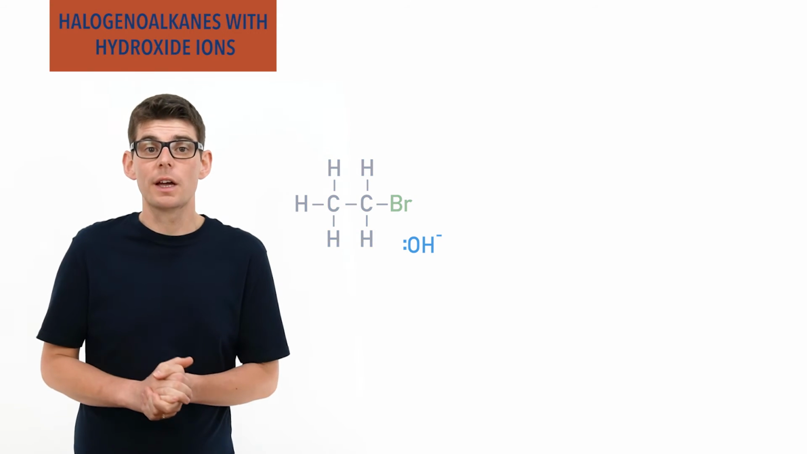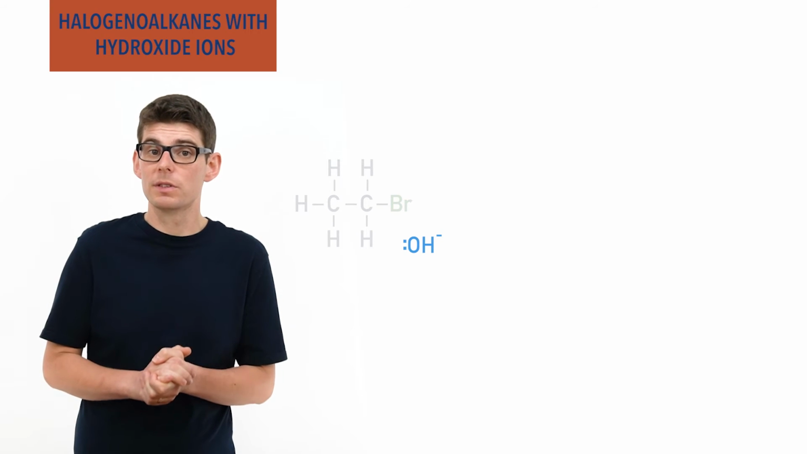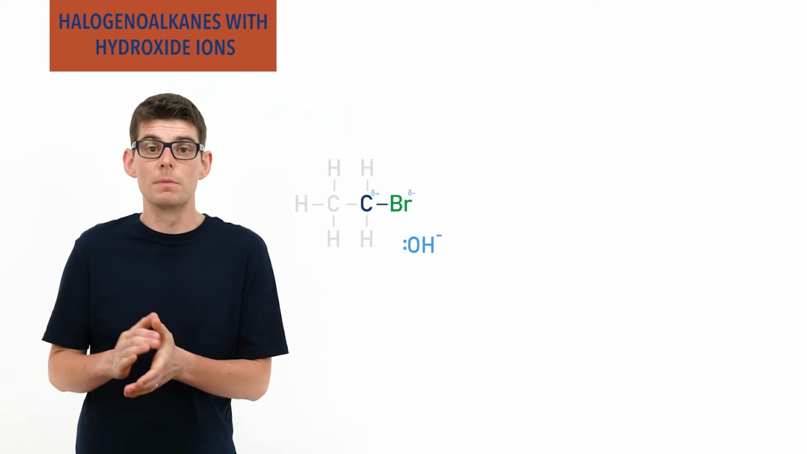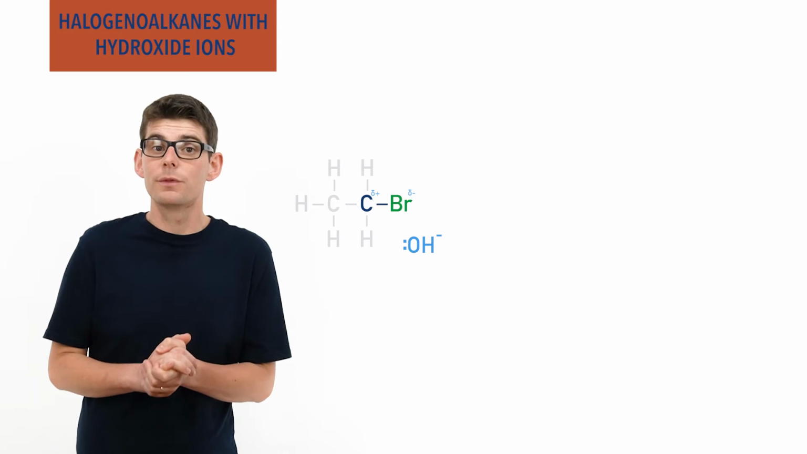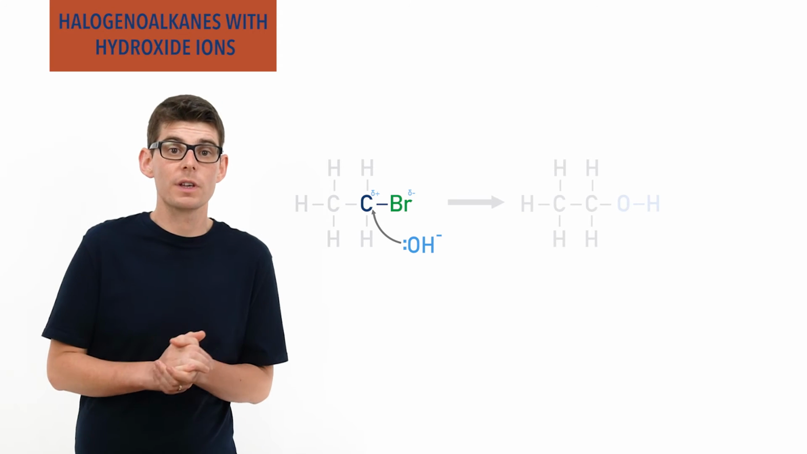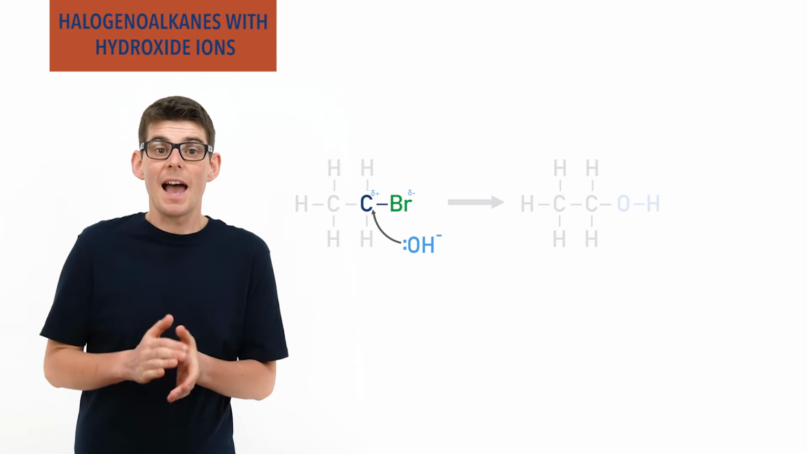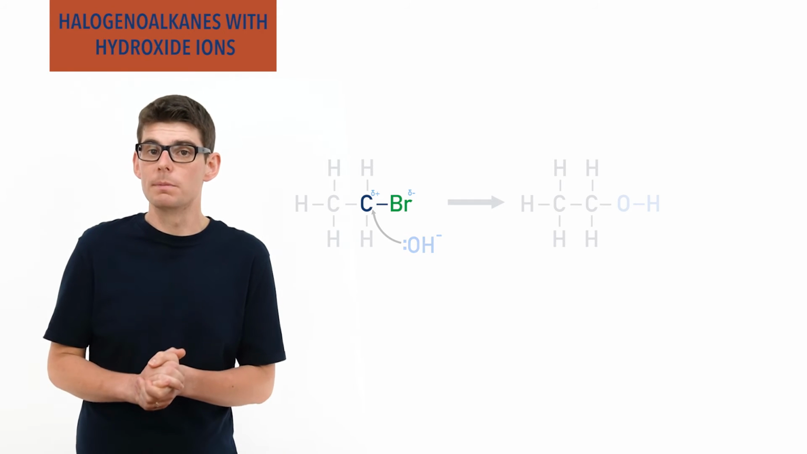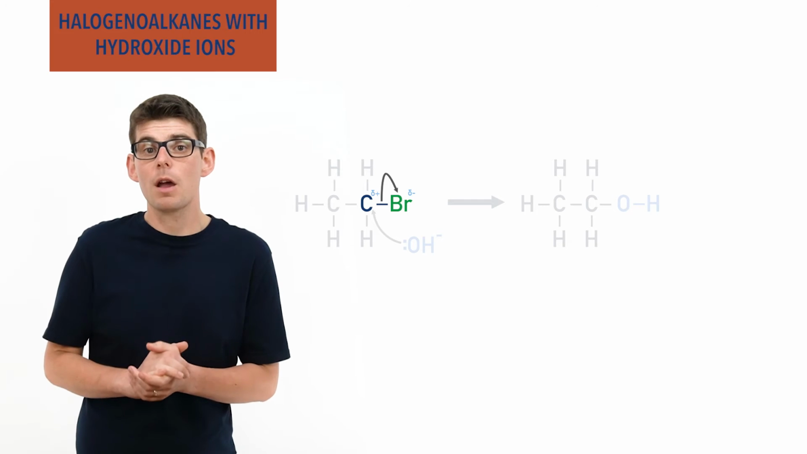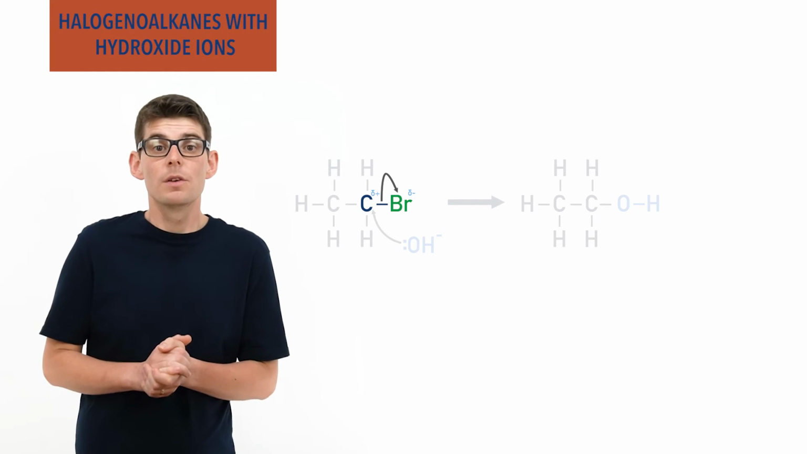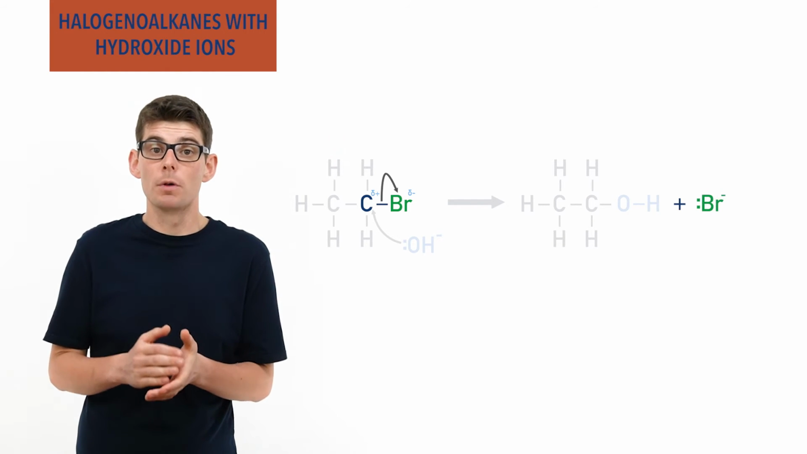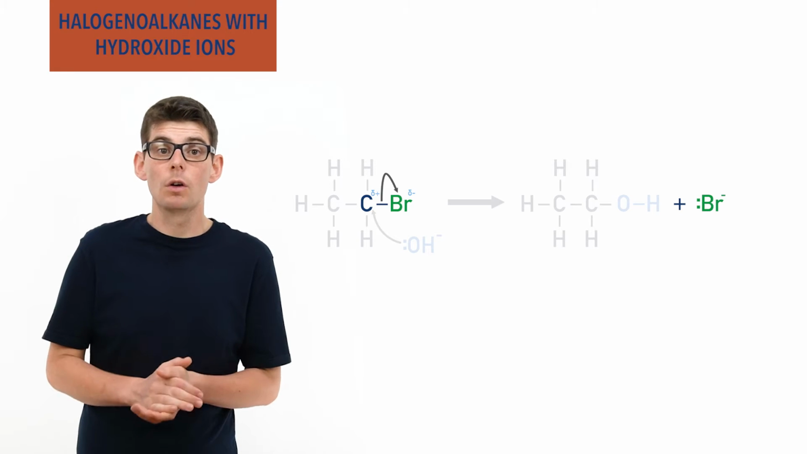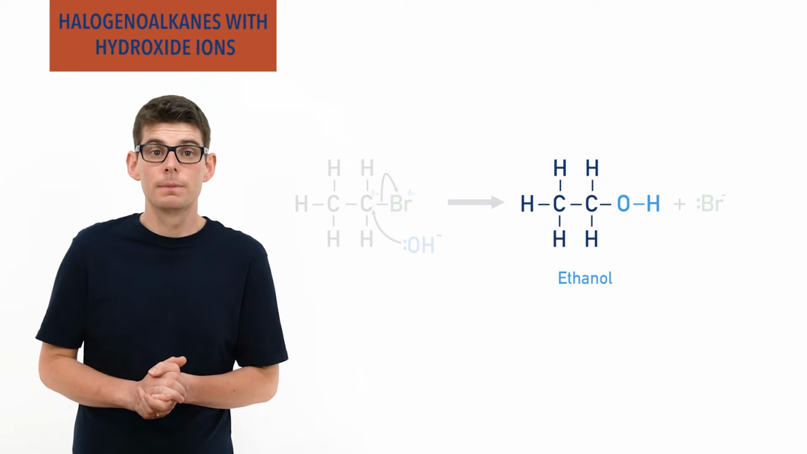A hydroxide ion is attracted to the partially positive carbon from the carbon-bromine bond, and a new bond is formed between the oxygen in the hydroxide ion, with a lone pair of electrons, and this carbon. At the same time, the carbon-bromine bond breaks and the bonding pair of electrons goes to the bromine, forming a negatively charged bromide ion. An alcohol, ethanol, is produced.